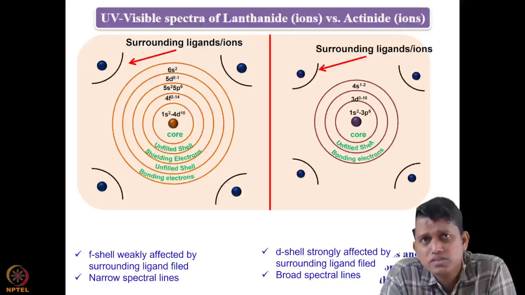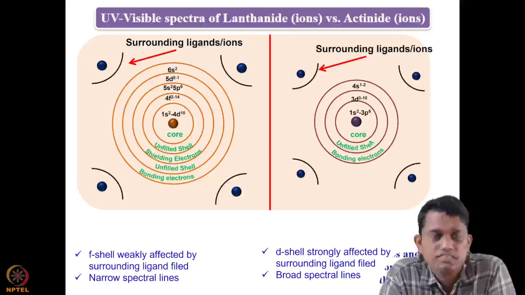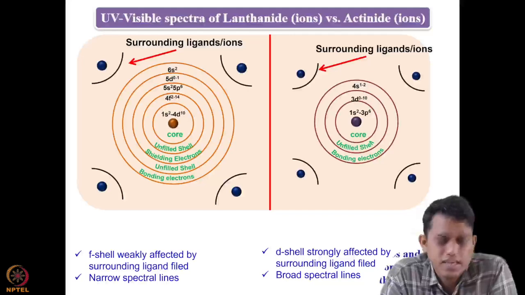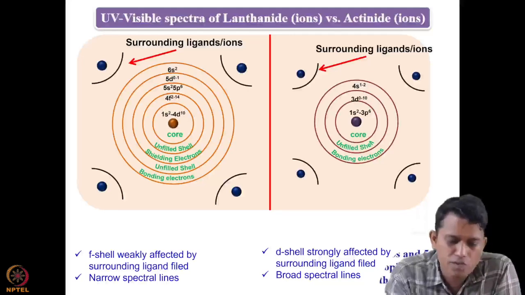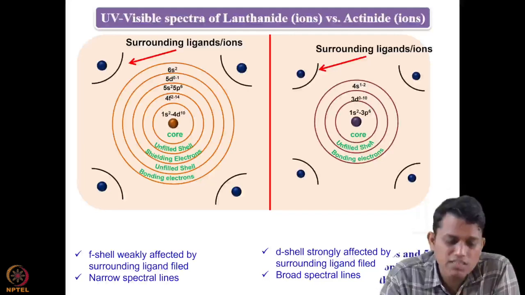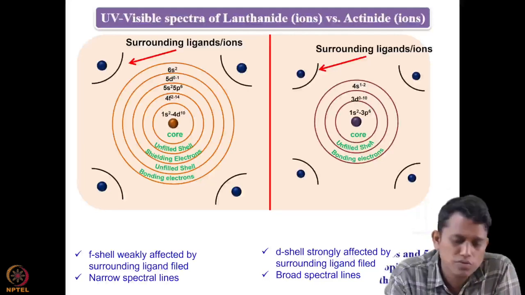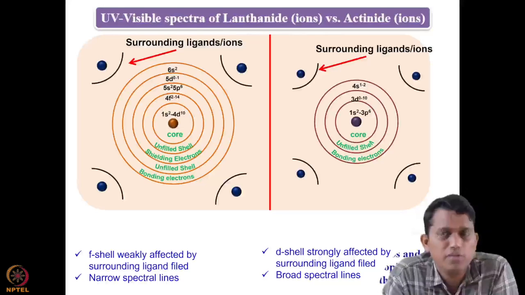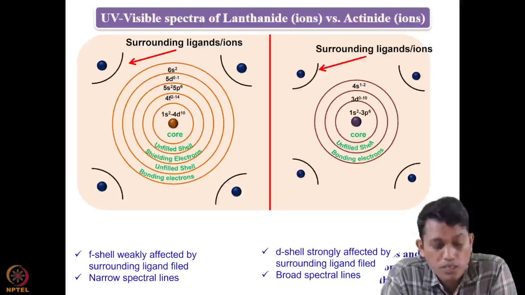Why? Because the 4f shells are weakly affected by the host ions or the ligands present outside, because they are inside. You have filled orbitals of 5s2 and 5p6, and the f orbitals are inside. So they do not see much of the outer environment, and because of that, the transitions are quite sharp when you compare them with the d block elements.